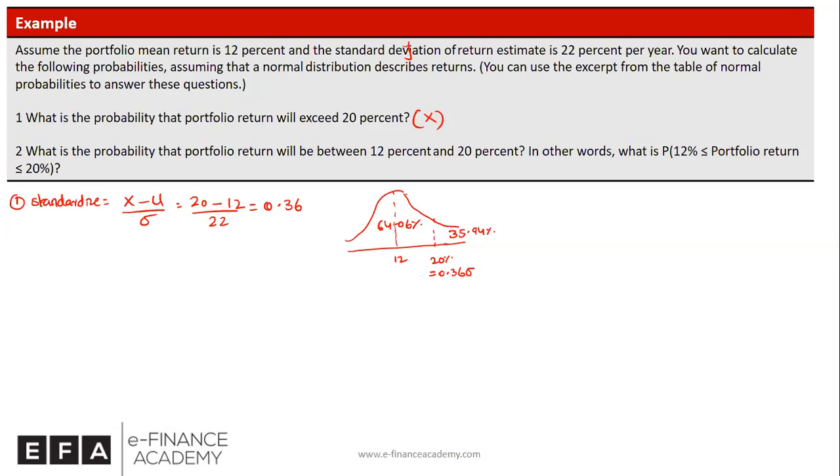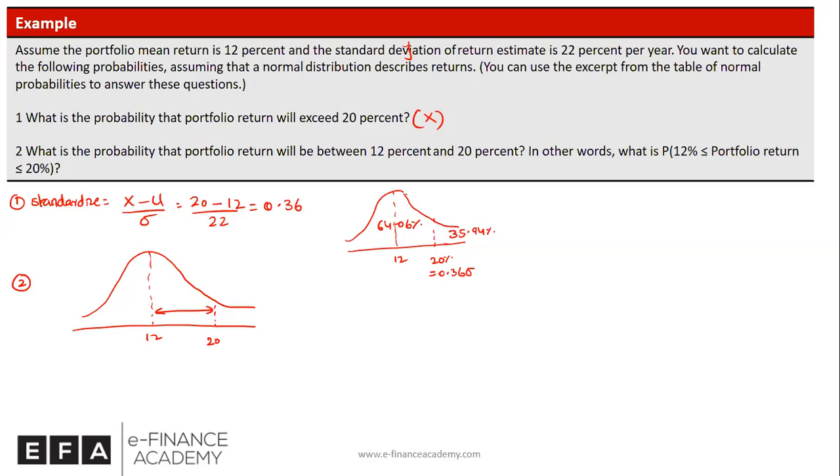What is the probability that the portfolio return will be between 12% and 20%? Right, so let's answer the second question. Here's what we are being told. 12 is our mean. And what is the probability that it will be between 12 and 20%? So between 12 and 20, we are looking for this part.